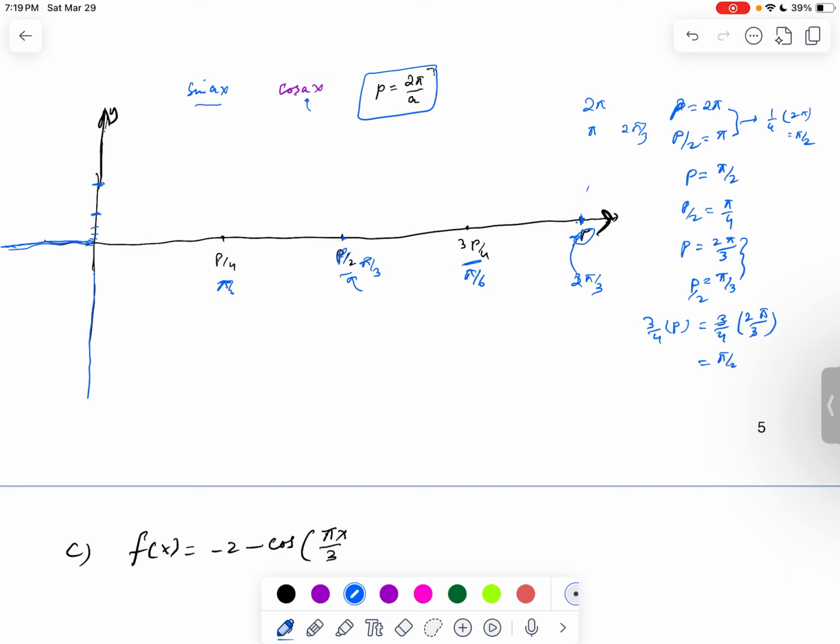And then for the cosine, let's just look at the simple cosine, not the one with the amplitude greater than 1 or less than 1. So just simple cosine px.